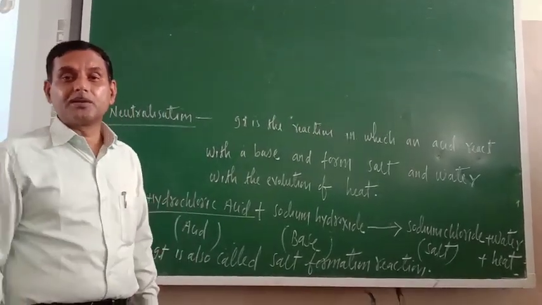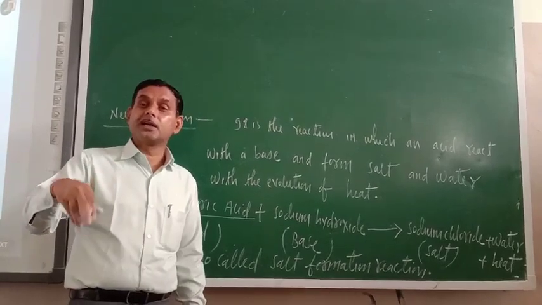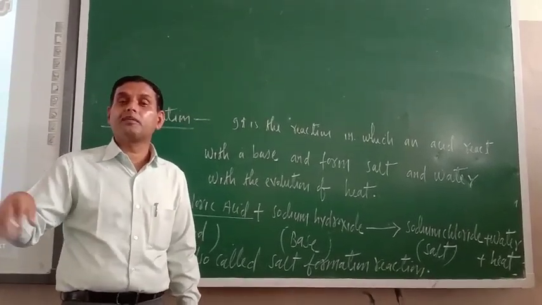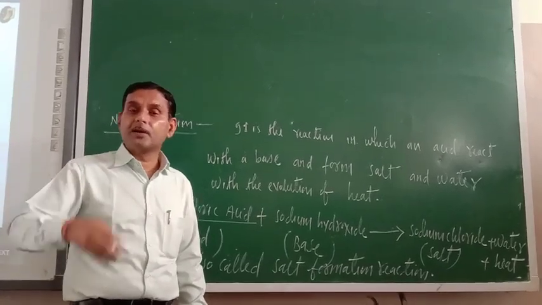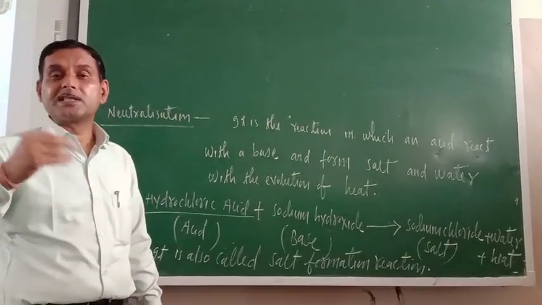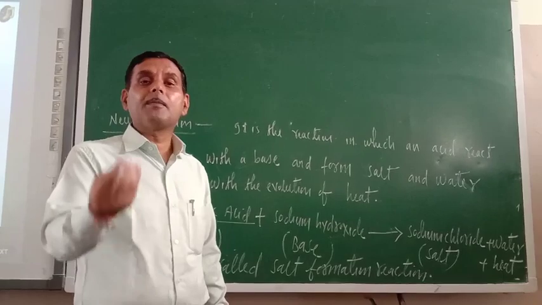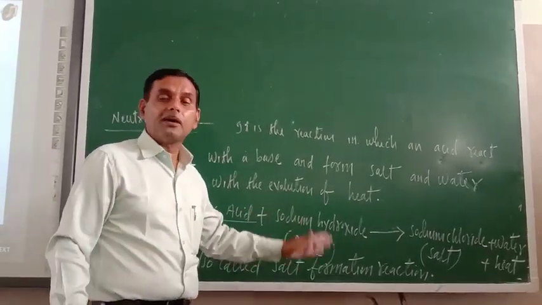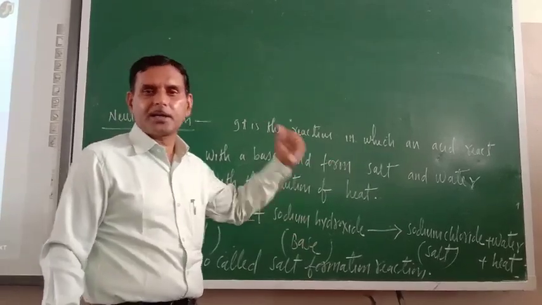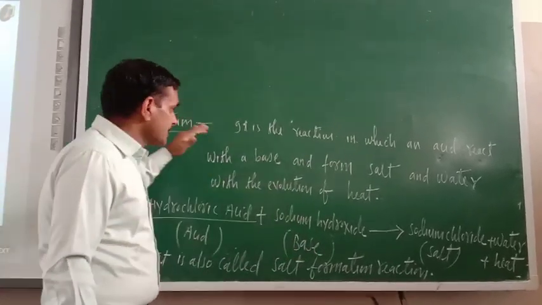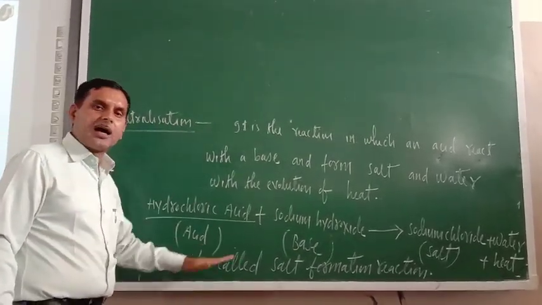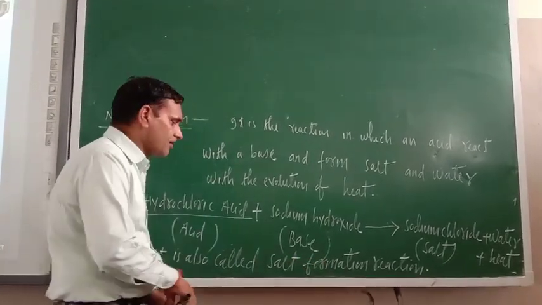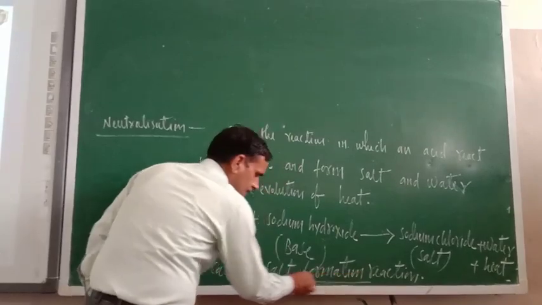What is the meaning of this? Before the reaction it was not hot. Now after the reaction it has become hot. So what is the meaning of this? When acid and base react together, some amount of heat is also evolved in addition to the formation of salt and water. Since in this reaction salt is formed, this reaction is also known as a salt formation reaction.